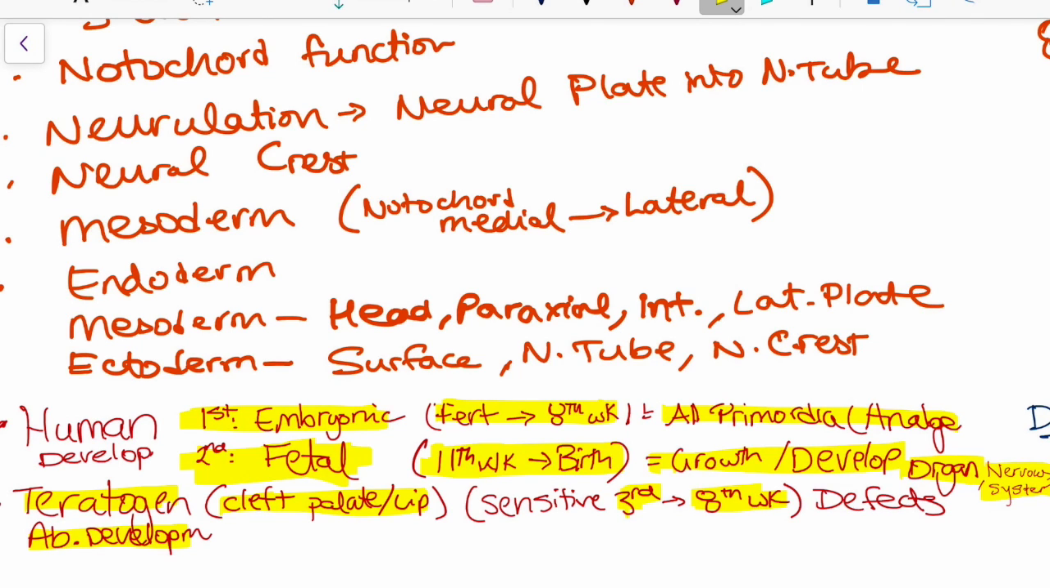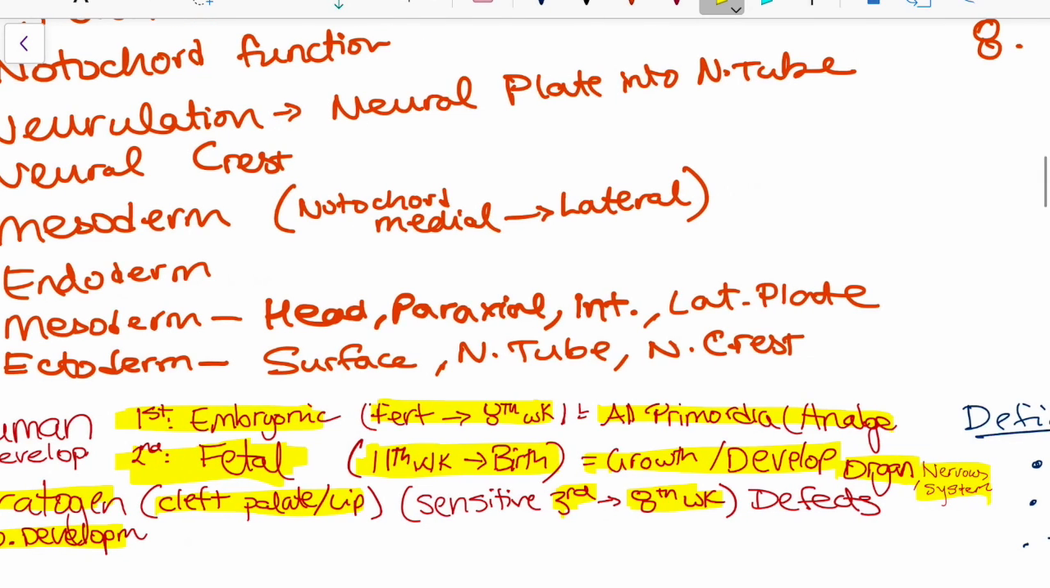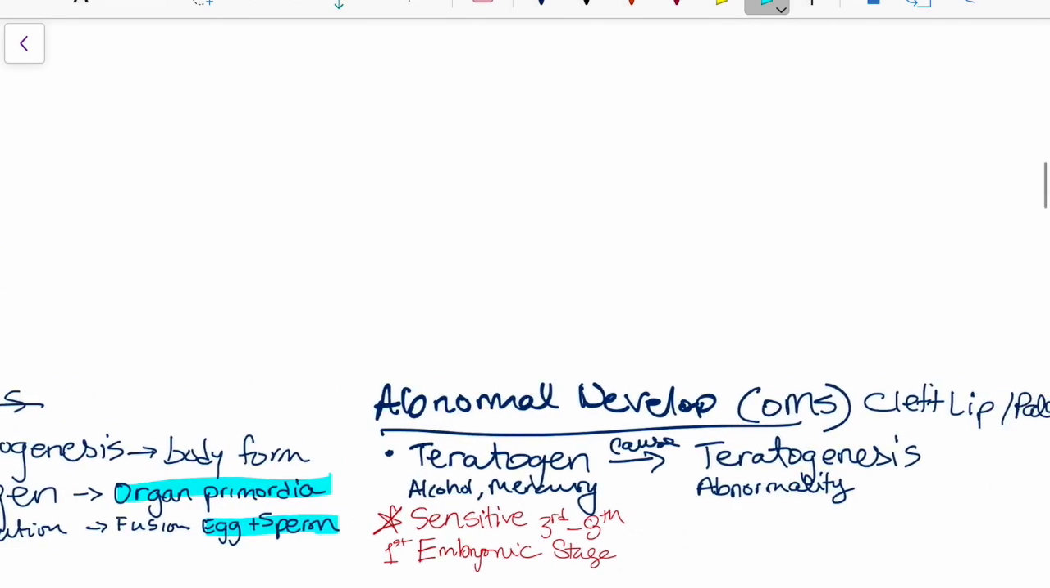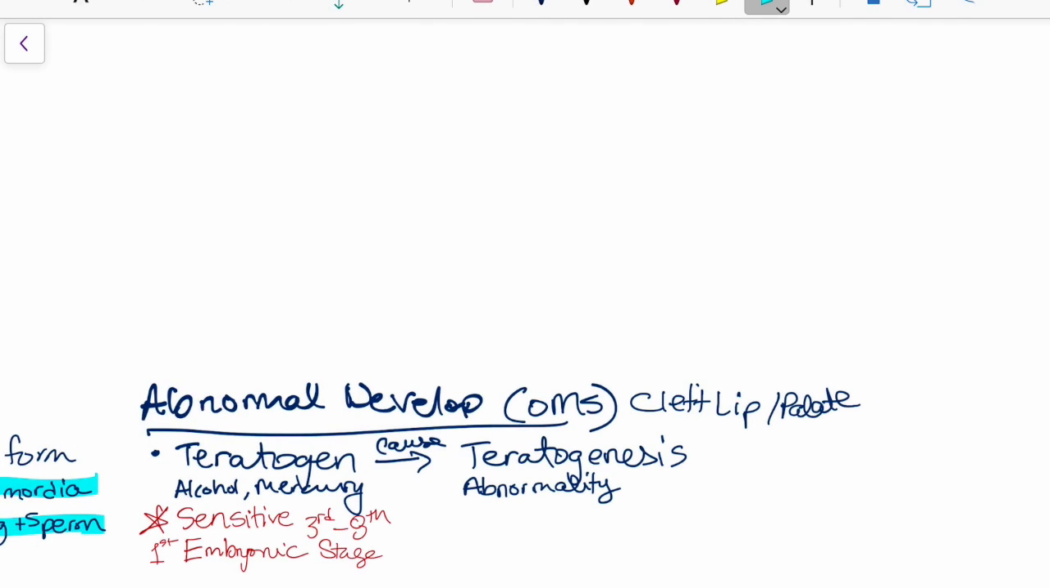So it's sensitive in the embryonic period. In the first stage, we have all of the anlage, so basically the pre-structure where the structure will grow, and then we have the development in the fetal stage. So that's when you develop your organs, your nervous system. A few more definitions. You have morphogenesis, which is body form, forming of the body. Anlage, which is the organ primordia. You have fertilization, which is a fusion of the egg and the sperm. And then you have some abnormal developments like cleft lip and cleft palate, important for people doing OMS.